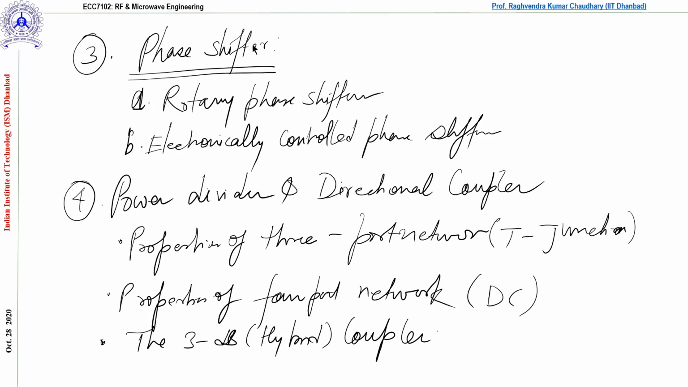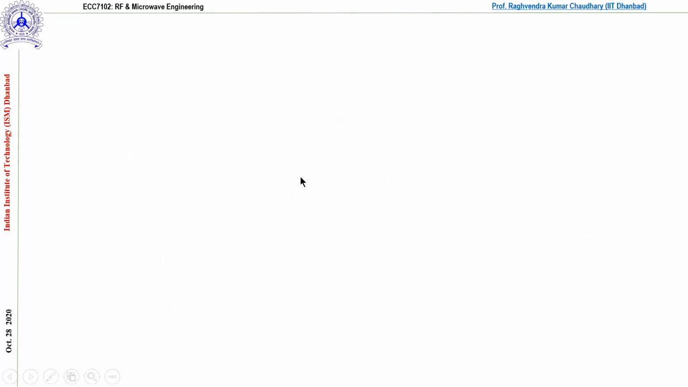Okay. So like power divider and directional coupler, basically we'll see here the properties of the 3 port network, the T junctions. Okay, and we'll also see the 4 port network, as I told you, the directional coupler, in short called a DC, and the 3 dB hybrid coupler. The 3 dB hybrid coupler is basically used as a half power divider, where we require half the power at the output ports, correct. And the last one, the fifth, is microwave ferrite devices.